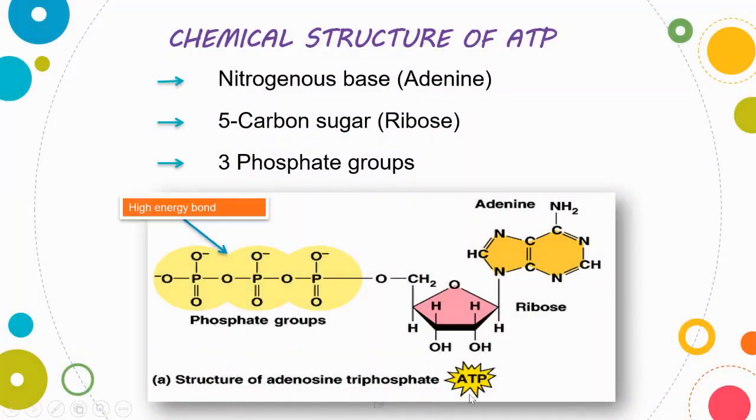So this is the structure of ATP. ATP is made up of three components: a nitrogenous base such as adenine, a 5 carbon sugar such as ribose, and then 3 phosphate groups. So actually the chemical bonds within the 3 phosphate groups are the high energy bonds.